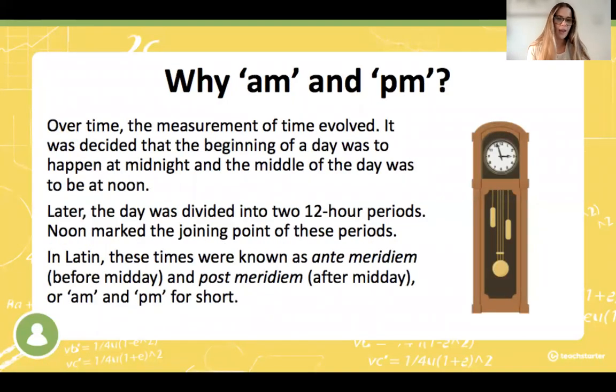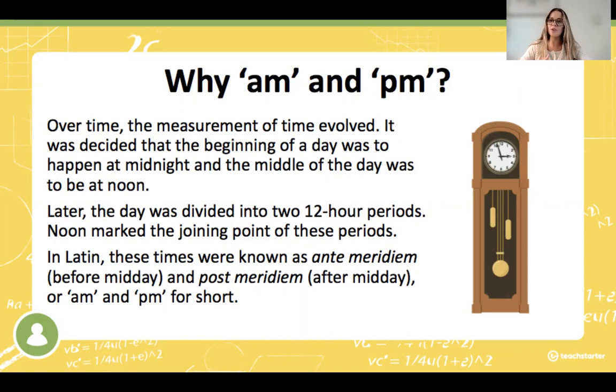Now, over time, the measurement of time evolved. So we know that we have AM and PM, and this links up to what we just spoke about, that 12 and 24 hours. So 12 hours of daylight, 12 hours of nighttime. It was decided that the beginning of the day was to happen at midnight. So when the clock strikes midnight, that 12 o'clock, that will be the beginning of the day, and the middle of the day to be noon.